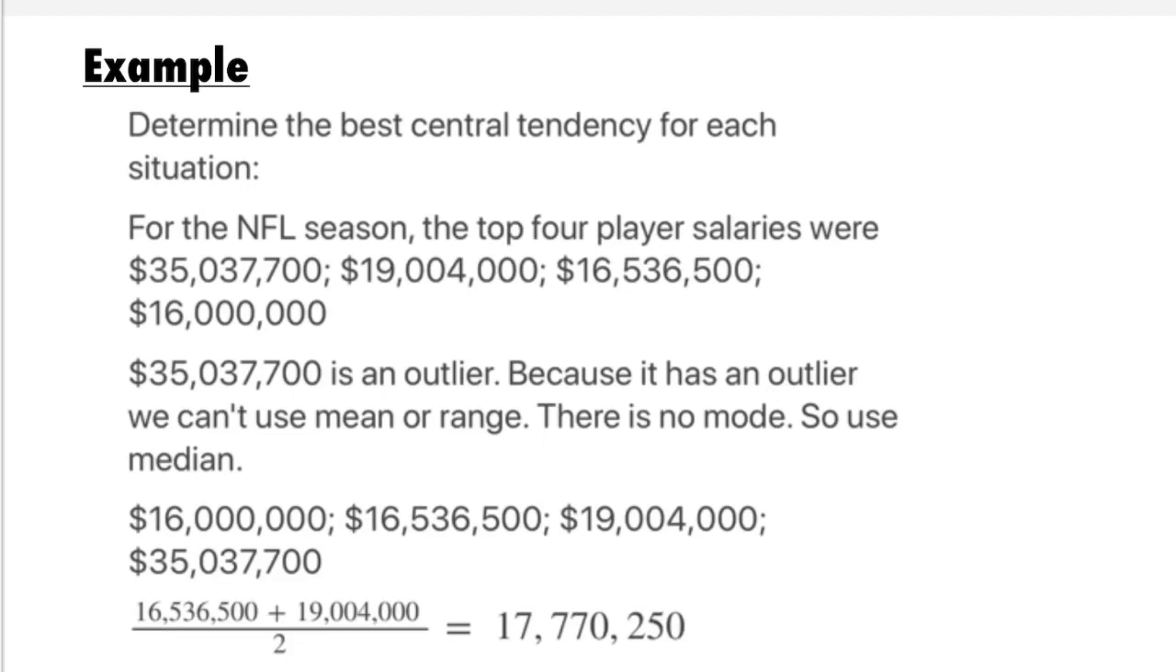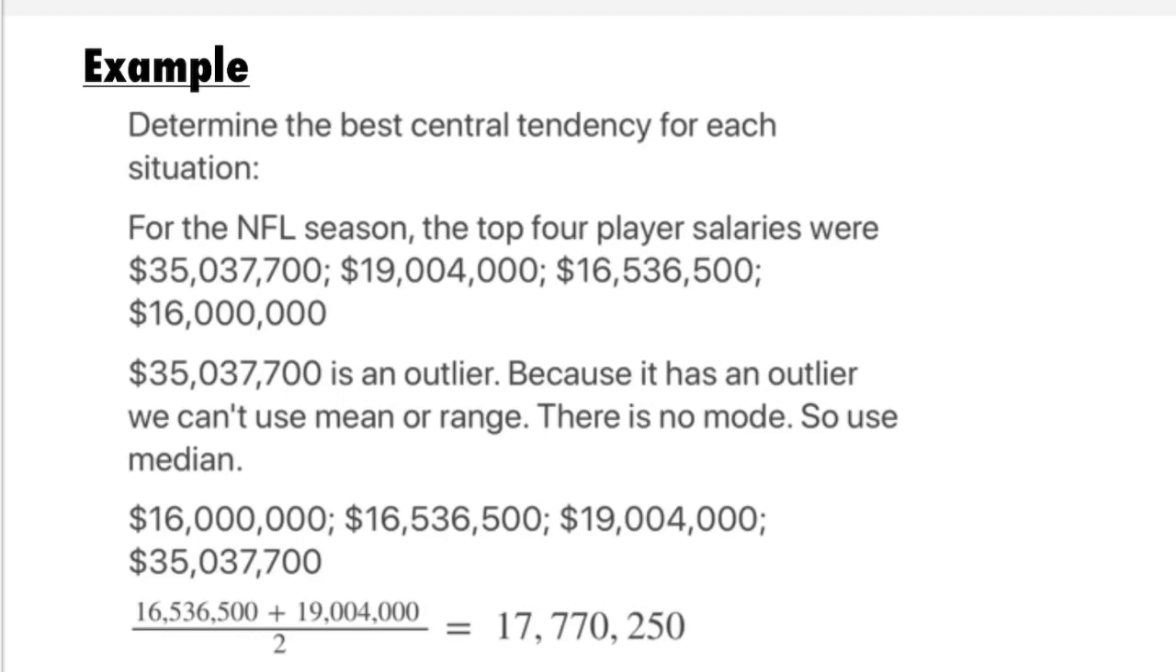We want a number closer to what we would actually be making as a football player in the top of the NFL. So range is not going to be effective either, A, because there is an outlier, and B, because when we're looking for an amount that we would make, the spread wouldn't really help us. There is no mode, so that's not going to be helpful. None of these numbers repeat. So then if I have an outlier and I'm looking for an average number that these numbers gather around, the only other central tendency that I would use would be median.